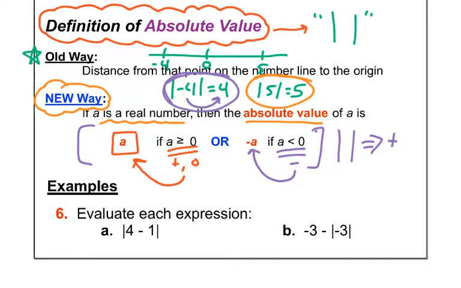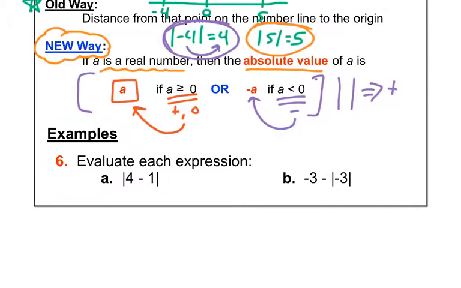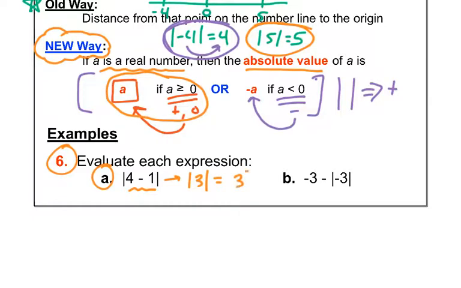All right, let's try these examples. If you've done these before and you feel comfy, go for it on your own and check with me. Number 6, Part A. I want to find the absolute value of 4 minus 1. By order of operations, we do the inside first, so 4 minus 1 is 3. And the absolute value of 3, using the new way up here, if it's a positive number or 0, you just get that number back out. So the absolute value of 3 is 3.